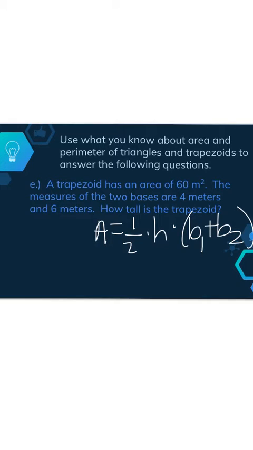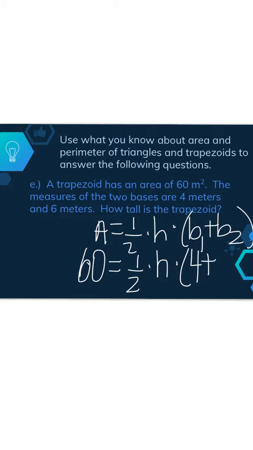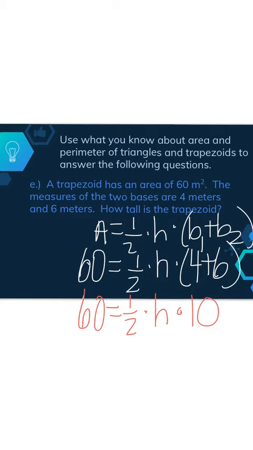You already know what area is, that it's 60. That will equal 1/2 times the height, which we don't know, so we'll keep the h, times the quantity of 4 plus 6, since we do know the bases. Now if you follow the order of operations, you will see that you have 60 equals 1/2 times h times 4 plus 6, which is 10.